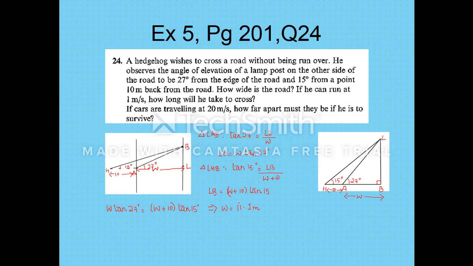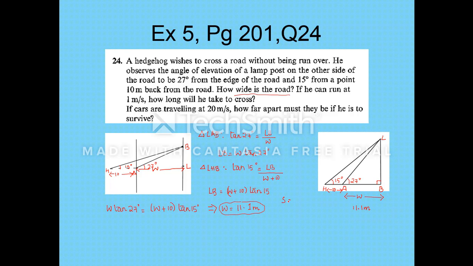This can be solved like a linear equation, and the final value of W comes out to be equal to 11.1 meters when taken in three significant figures. So which means we know that the width of the road is 11.1 meters. So that's the answer to the first part of the question, that is, how wide is the road? Alright, now for the second part, if he can run at 1 meter per second, how long will he take to cross?